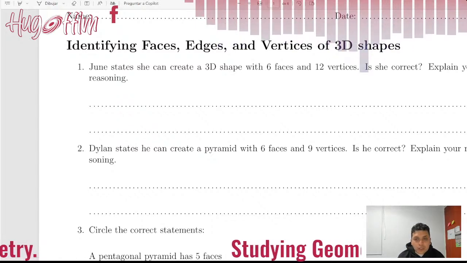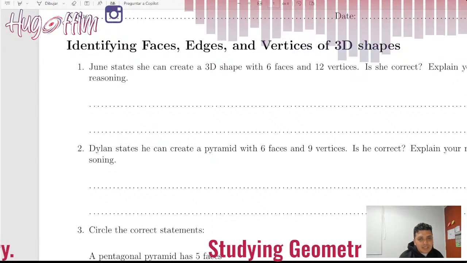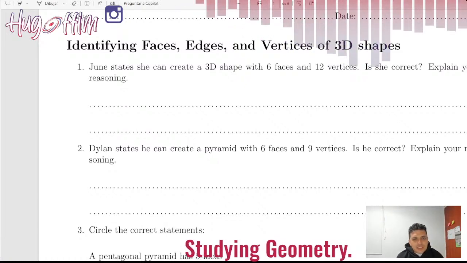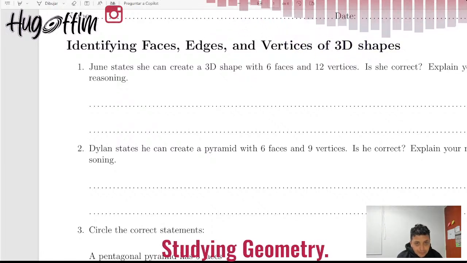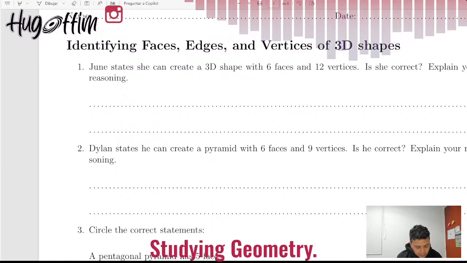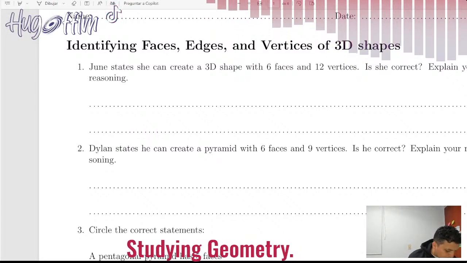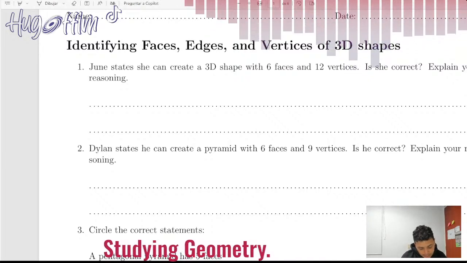We're going to talk about 3D shapes. We have this shape with 6 faces and 12 vertices. And what you need to think is which shape could have 6 faces.